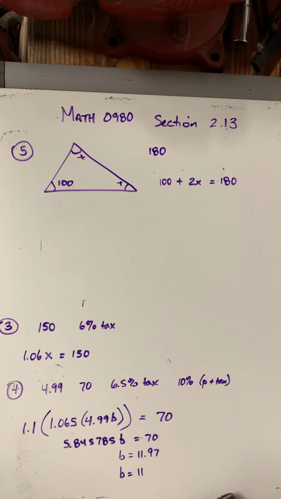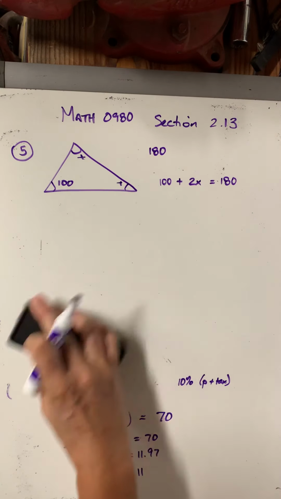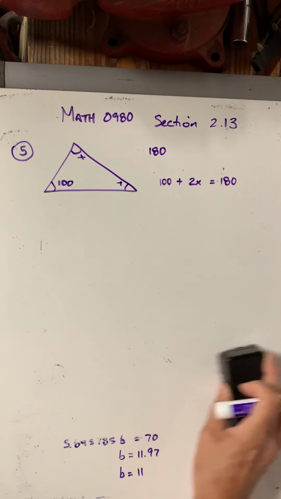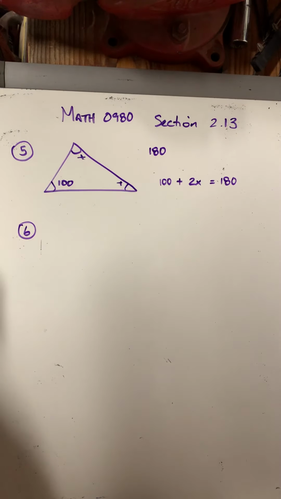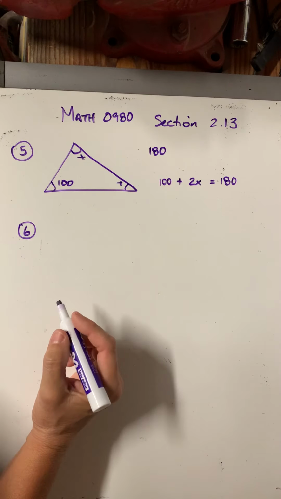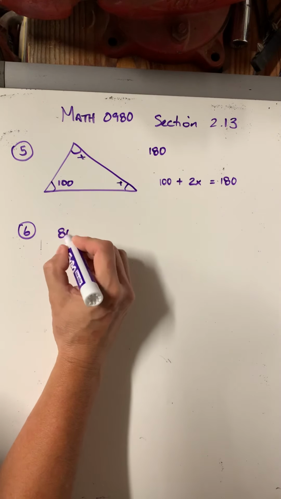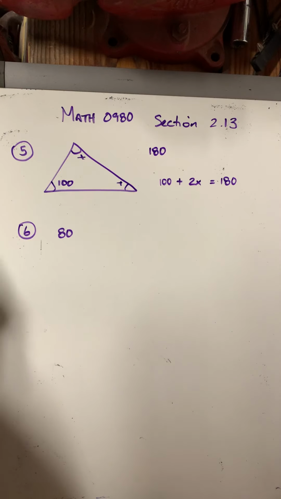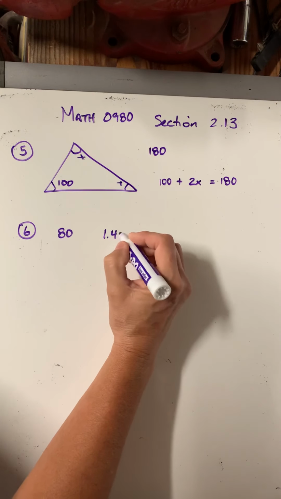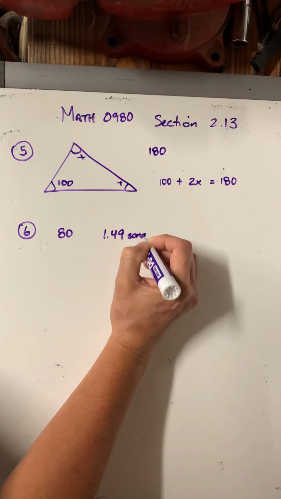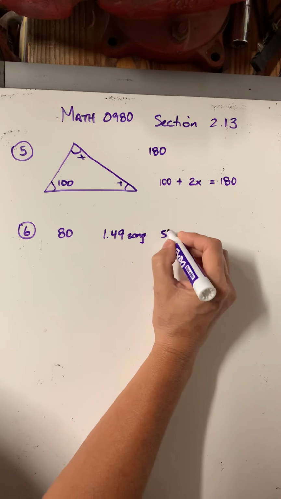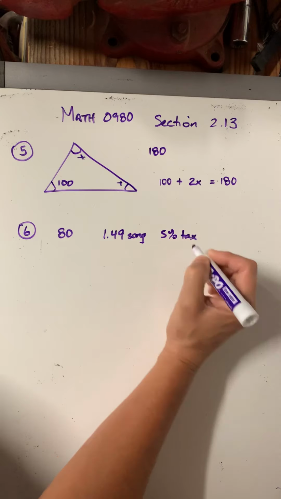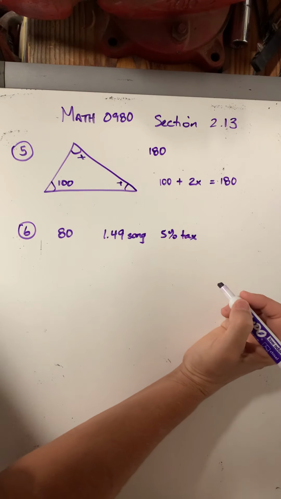All right, let's go to the last question, which is question 6. And it says, suppose you get an $80 music gift card. So I have $80. Each $1.49 song has an additional sales tax charge of 5% tax. In your state, how many songs can you buy with the gift card?